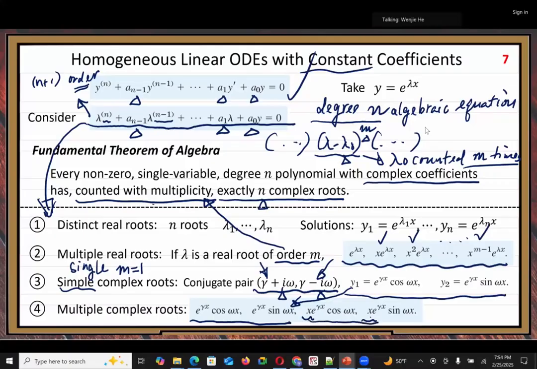The same pattern. But because of the space limitation, here we only show the double case. You can easily generalize to the multiplicity m case, using the pattern from the second type.